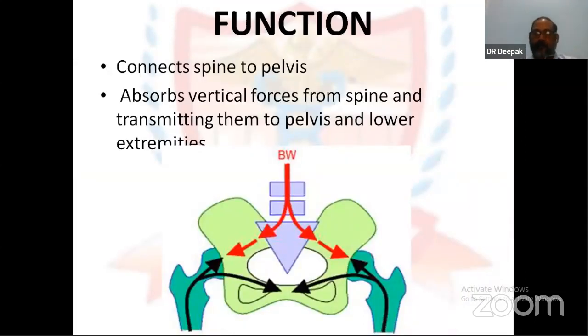Then come to the function of the SI joint. What is the main function? It connects the spine to the pelvis, absorbs vertical force from the spine and transmits it to the pelvis and lower extremities. That means the whole body weight comes from the head, thorax, and hands, and goes to the pelvis through the lumbar vertebra, and from the sacrum to the hip and then to the femur. So it is transmitting the force, load transmission.